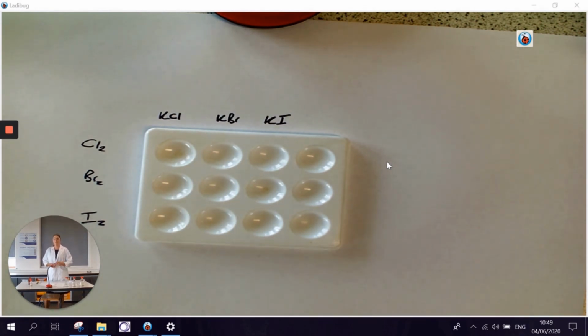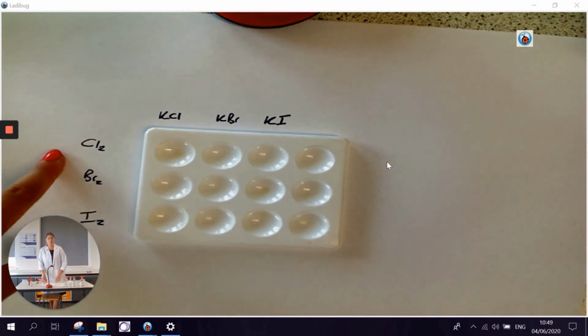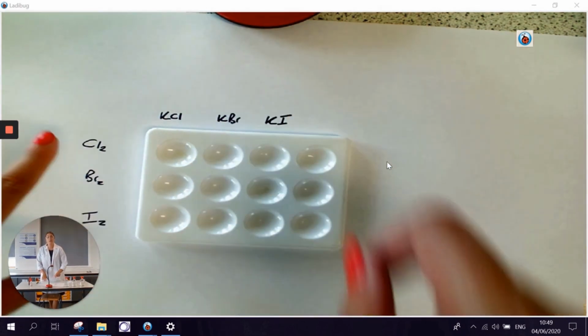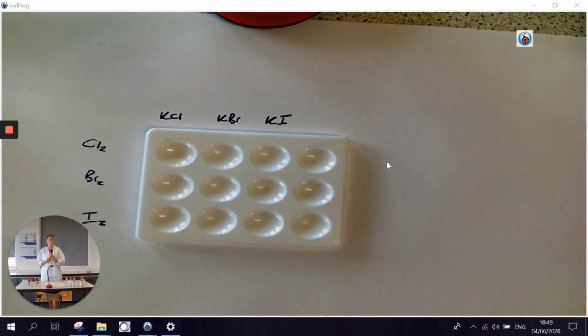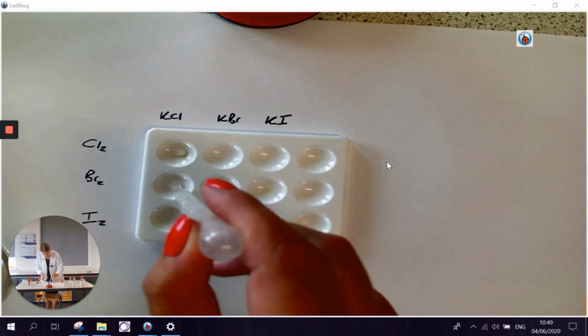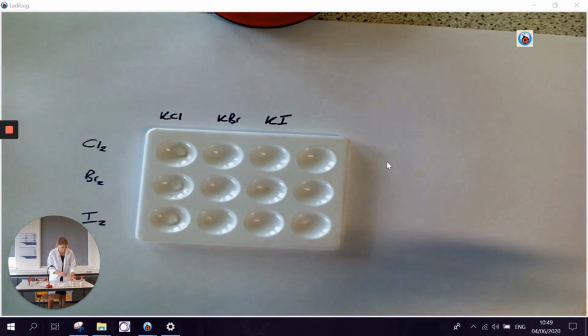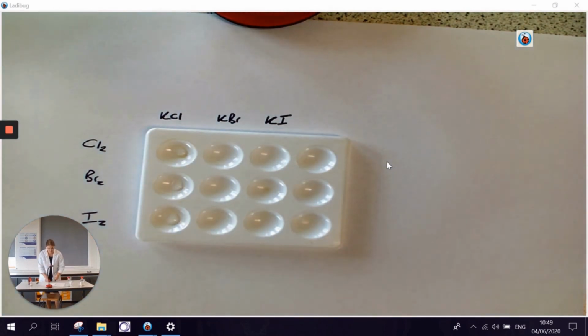If there is a colour change, that means a displacement reaction has taken place, which means the halogen which has been added is more reactive than the one that is in the compound, and they have swapped places. So, first I'm going to add a few drops of potassium chloride. Then I'm going to add a few drops of potassium bromide.